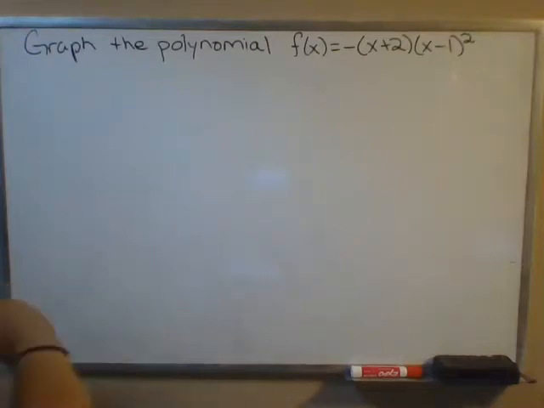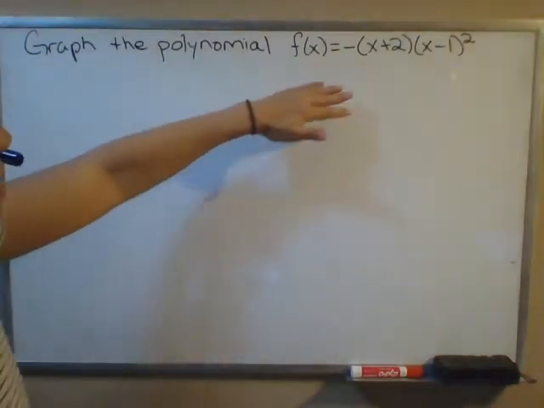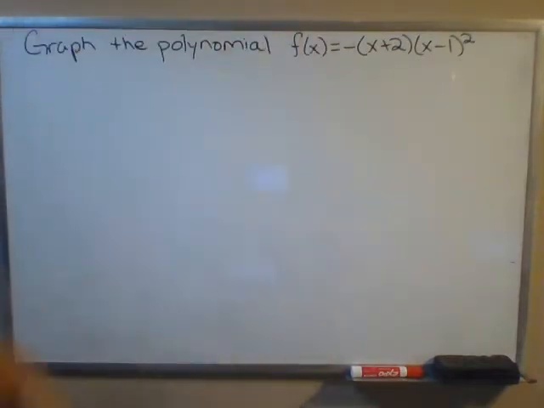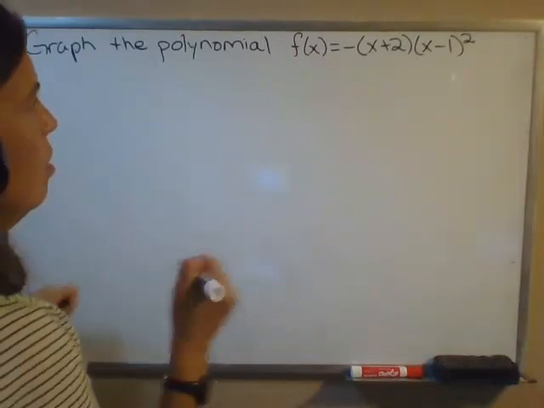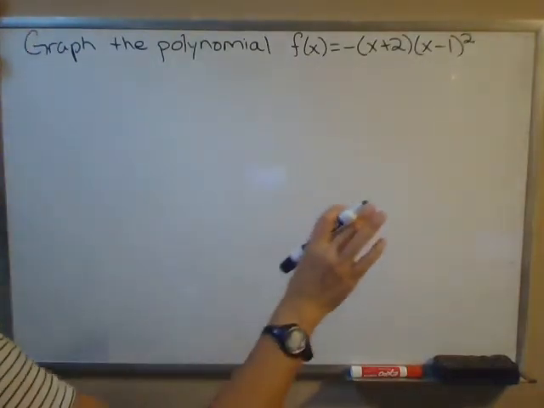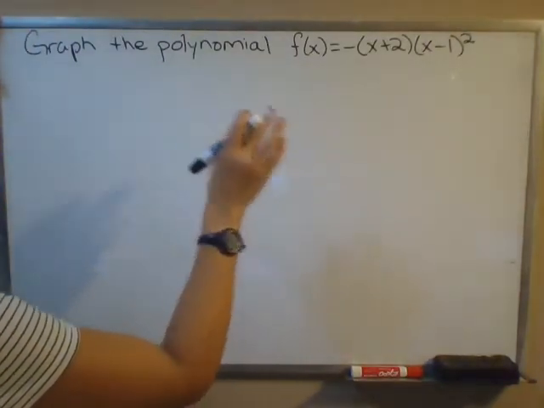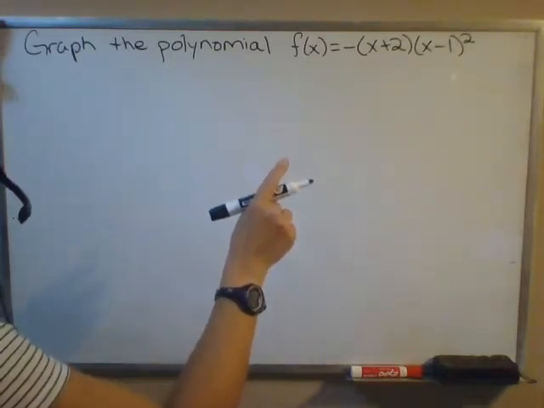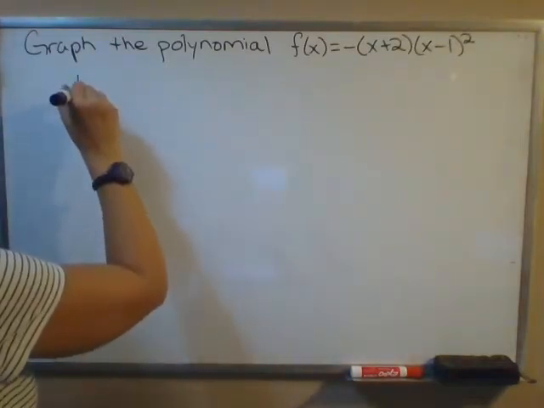So now I want to go through how to graph a polynomial like this one here: -1 times (x plus 2) times (x minus 1) squared. The way we could start out this process is to first figure out the end behavior of the graph.